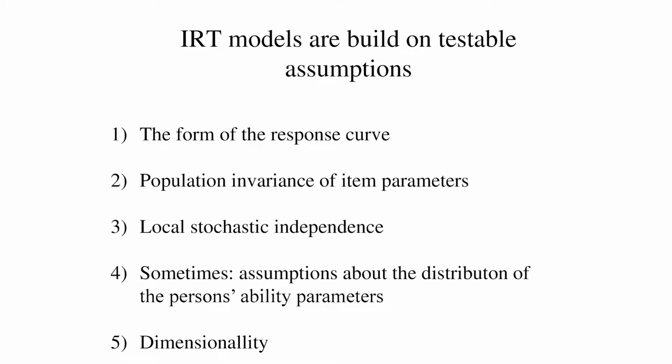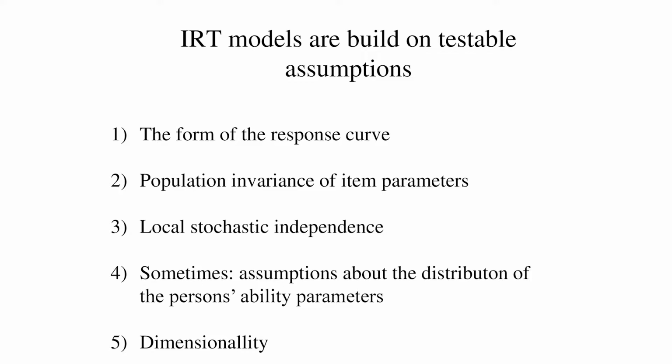Then fourth, sometimes IRT models are enhanced with an assumption about the ability distribution. So sometimes you say, well, this group of students has a normal distribution of ability, and another group of students has another normal distribution of ability. And also that assumption has to be tested if you do the analysis. Is it appropriate or not?